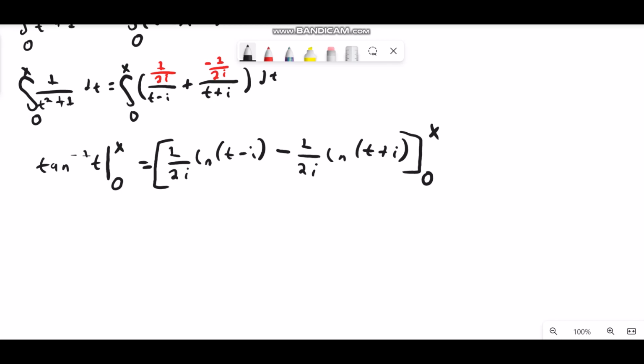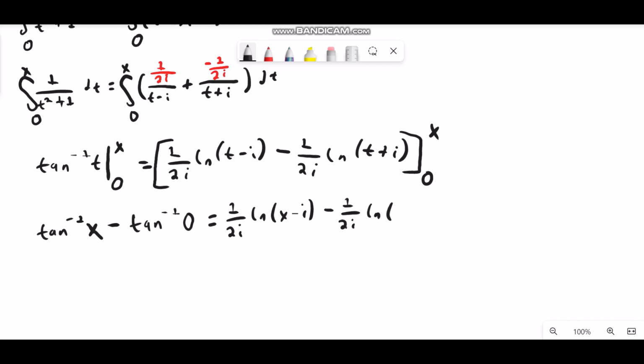All right, let's do this. On the left-hand side, let's evaluate. We plug in x and get inverse tangent of x, minus, now we have to plug in 0, so the inverse tangent of 0, equals. Okay, let's plug in x here. We're just going to replace all the t's with x's. So we get 1 over 2i natural log of x minus i, minus 1 over 2i natural log of x plus i. That's what I got when I plugged in x.